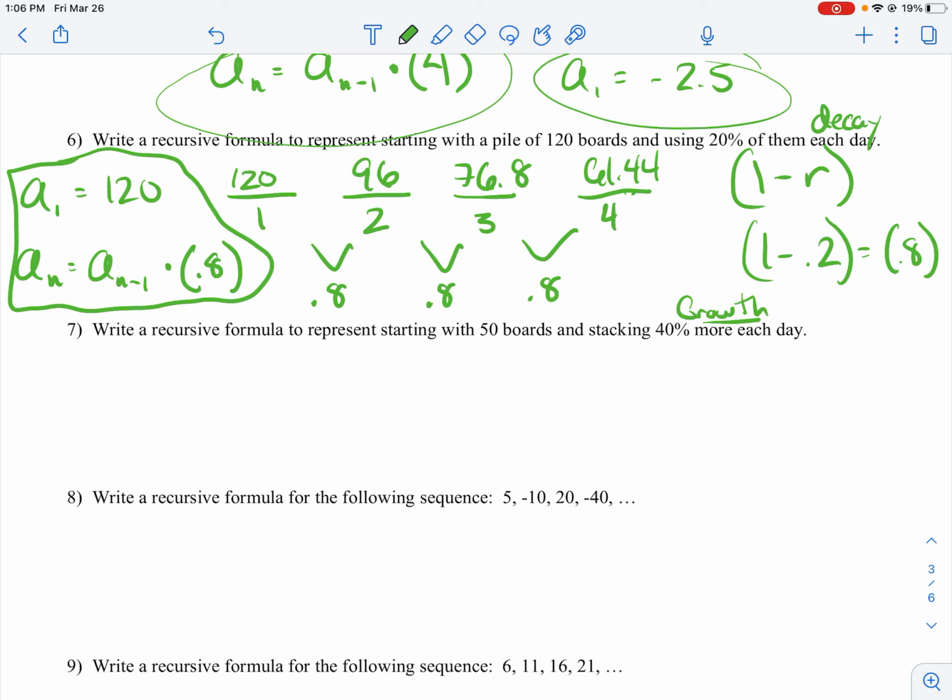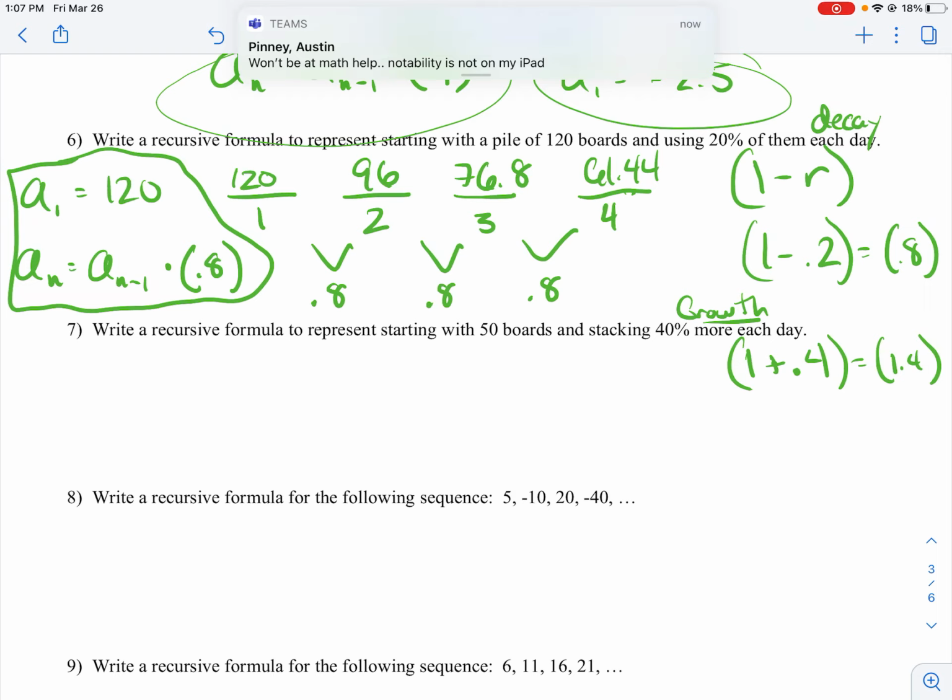What's happening here is we're starting with 50 boards and we're stacking 40% each day. So what we're multiplying by is essentially 1 plus 0.4, which is equal to 1.4. I could have done what I did in the last one, but I just took into account that we're multiplying by 40% of what we had the day before, so an extra 1, 1 plus 40% of that each day. Hopefully you guys probably saw that.